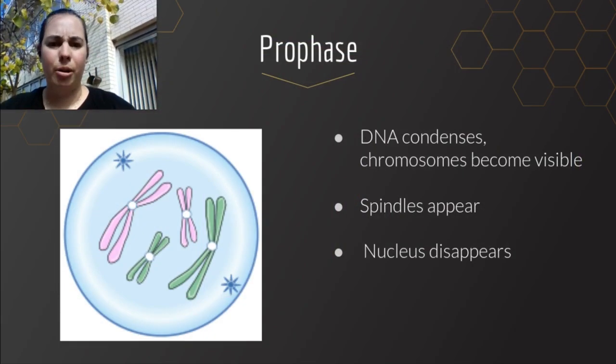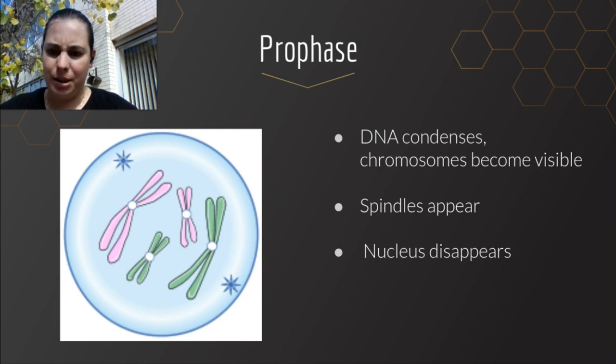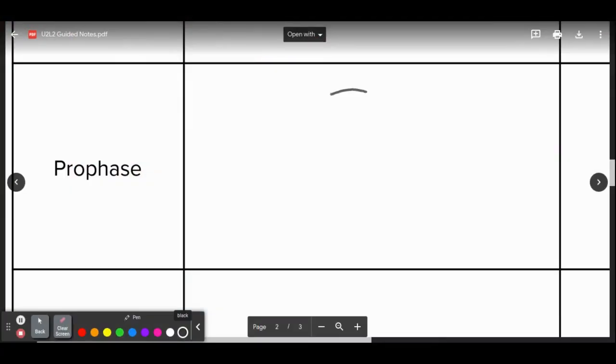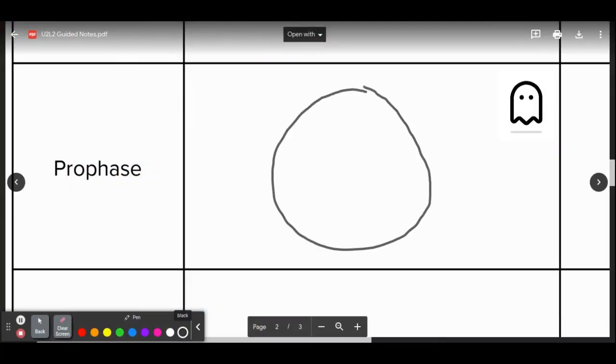Awesome. Let's talk about prophase. In prophase, DNA is condensing down to make chromosomes visible. Spindles appear, the nucleus disappears. In prophase, I have a cell, my nucleus is disappearing, and my chromosomes condense. So I have the chromosomes from my key.